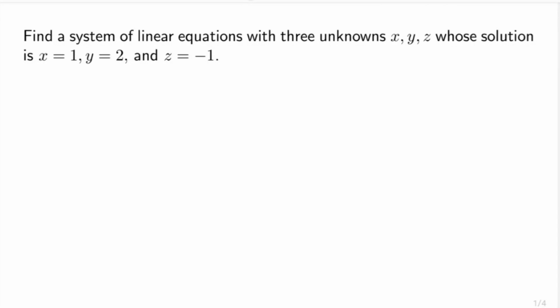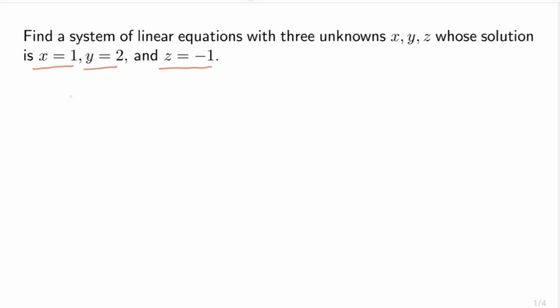We're asked to find a system of linear equations with three unknowns, x, y, z, whose solution is x equals 1, y equals 2, and z equals -1. So these are the conditions that the equations must meet. And here we've been given the solution, so we are free to come up with any system that satisfies this.